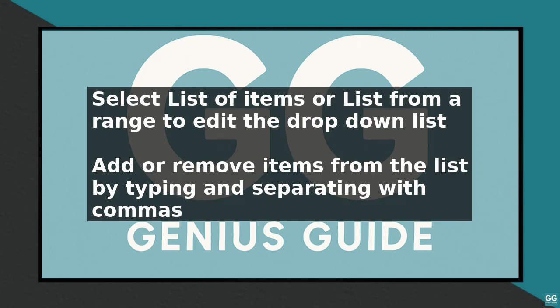To edit the list of items from a range, select List from a range and enter the range of cells that contains the list you want to use. For example, if you have a list of items in cells A1 to A5, you can enter A1:A5 in the range box. You can also use a named range to make it easier to reference the list.